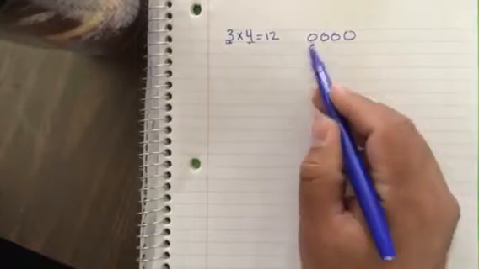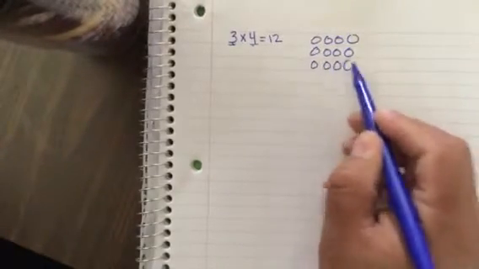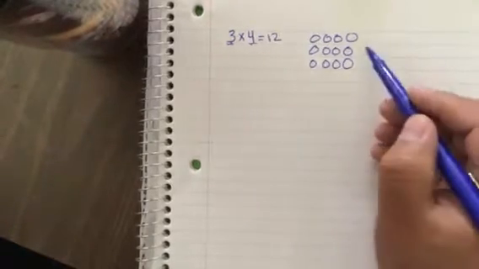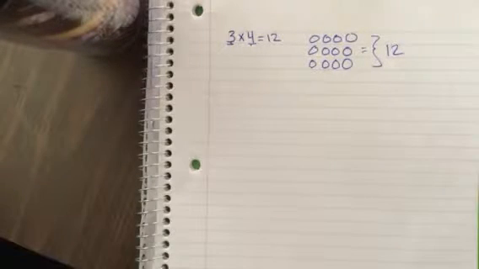That's 1 row of 4. 2 rows of 4. 3 rows of 4. So if we were to count each individual circle, we'd end up with 12, which is our answer. That's just one way to do it.